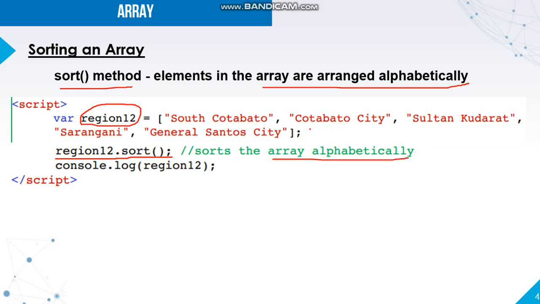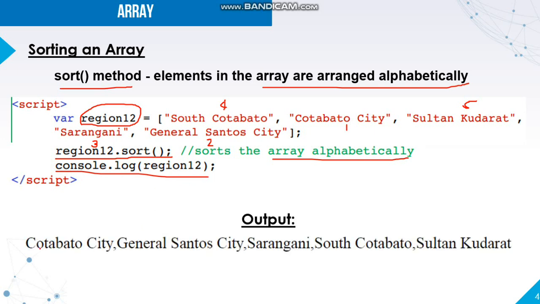So if we're going to arrange the elements alphabetically, we'll start with Cotabato City, that's the first one. Then the second will be Gensan. The third one will be Sarangani. The fourth one will be South Cotabato. And the last will be Sultan Kudarat. So if we're going to print this out, this will be the arrangement. So as you can see, Cotabato, Gensan, Sarangani, South Cotabato, and Sultan Kudarat.